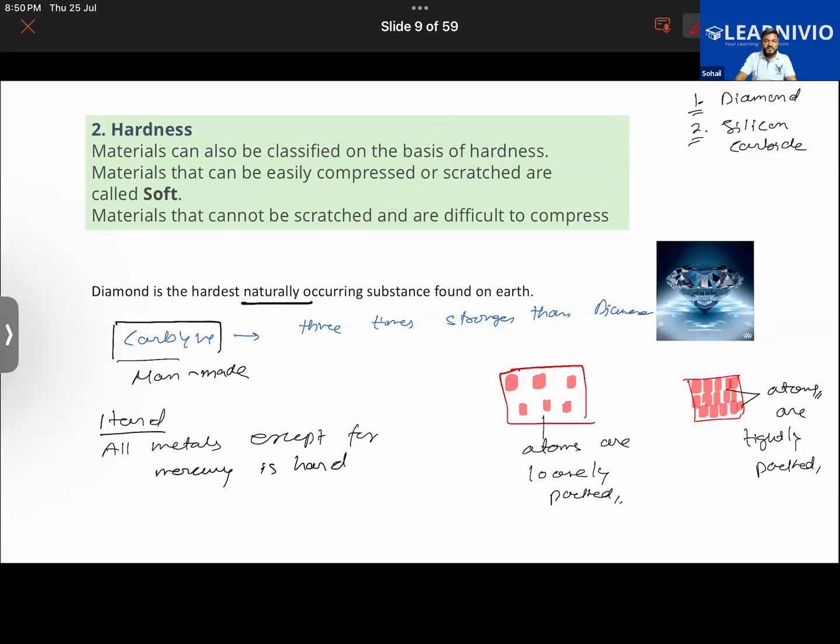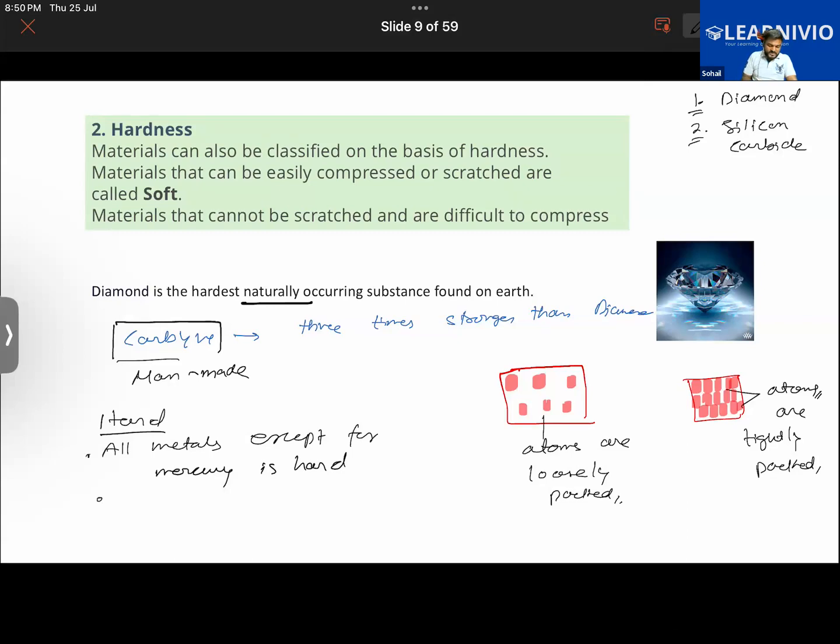Mercury is used in thermometers. Earlier it was used in compact fluorescent lamps also. No, mercury is not hard. I'm saying all the metals are hard except for mercury. So iron is hard, copper, aluminum, all of the given metals are hard.